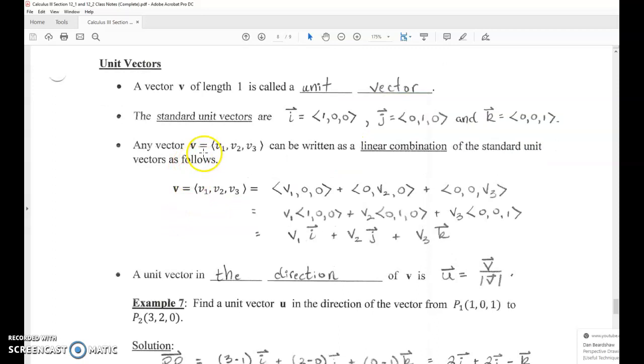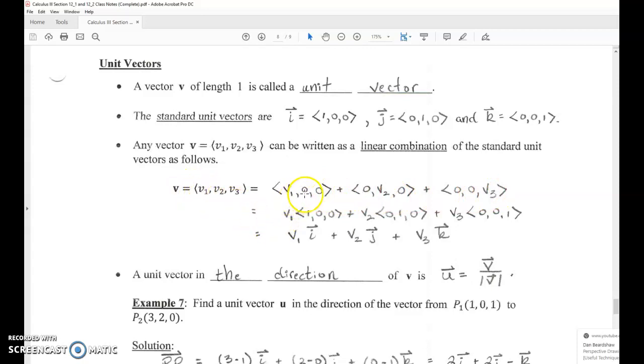Now, any other vector that's written in component form can actually be written as what's called a linear combination of these standard unit vectors. It means some number times i plus some number times j plus some number times k. That's what the words linear combination mean. I can show you really quickly that that's easy to see, because if I have the vector v, which has the components v1, v2, v3, that's the same thing as writing the vector v1, 0, 0, plus the vector 0, v2, 0, plus the vector 0, 0, v3, right? You see, adding those would easily get me back to there.